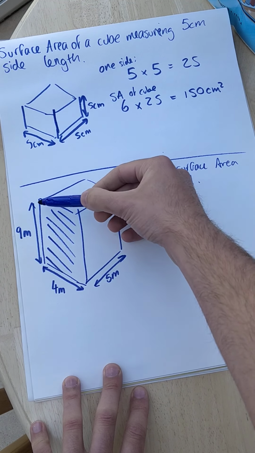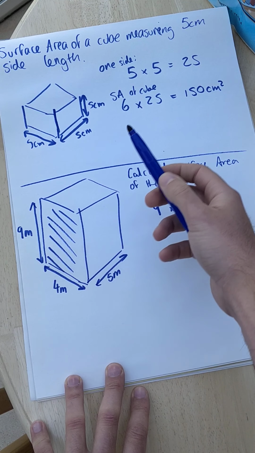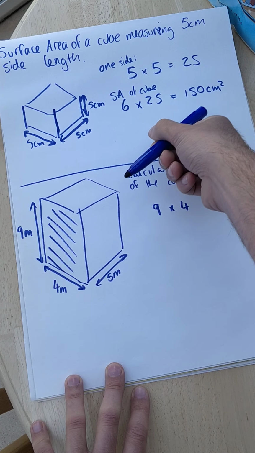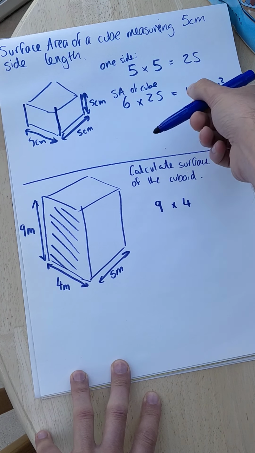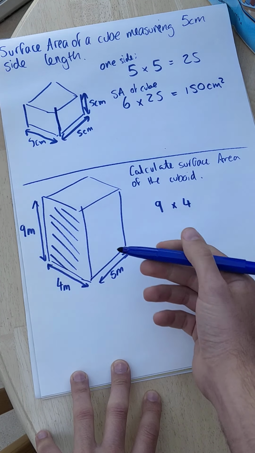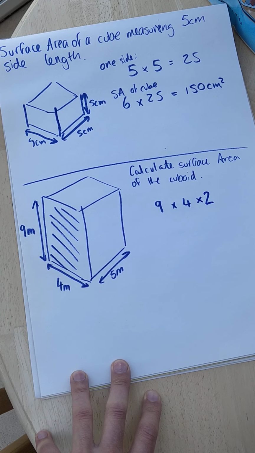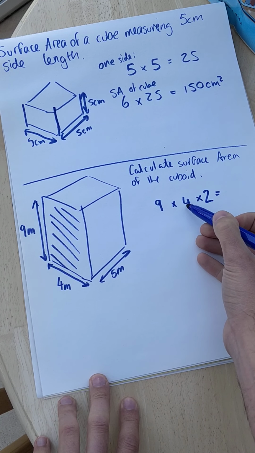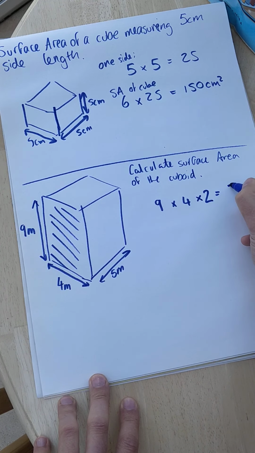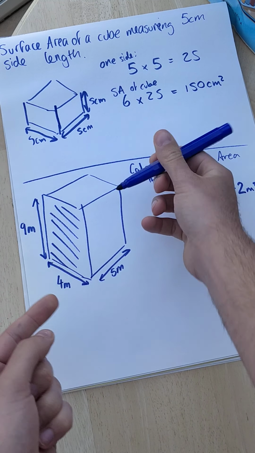However, it's not just that rectangle. That rectangle there is exactly the same as the one that is on this side. You just can't see it. But the one on this side here. So it's that side, but there's 2 of them. So the area of those two are 9 times 4, which is 36, times 2 is 72 meters squared. So that's those two.